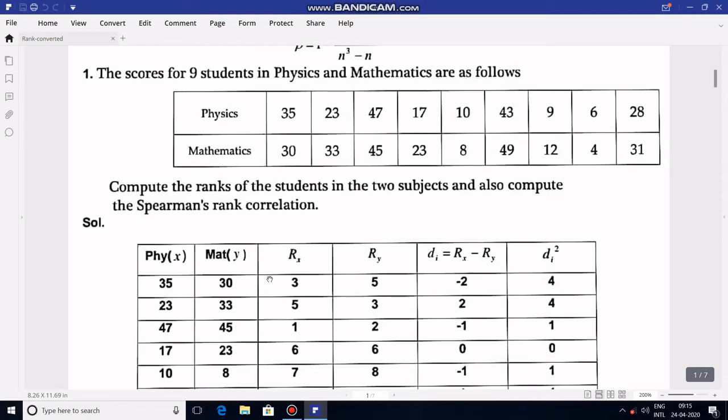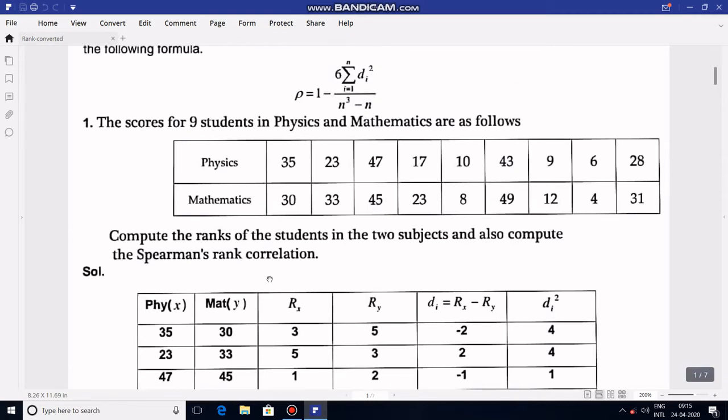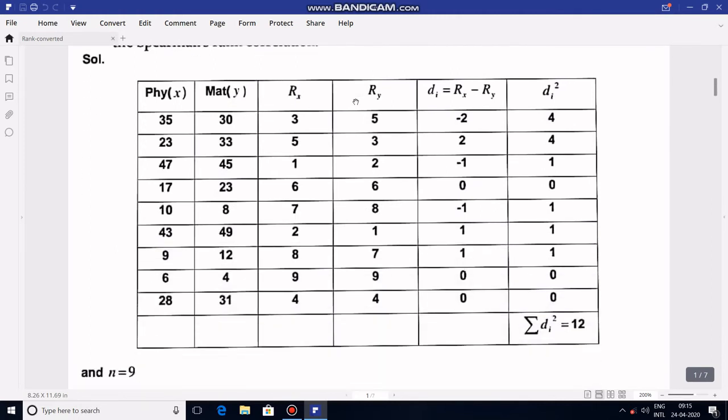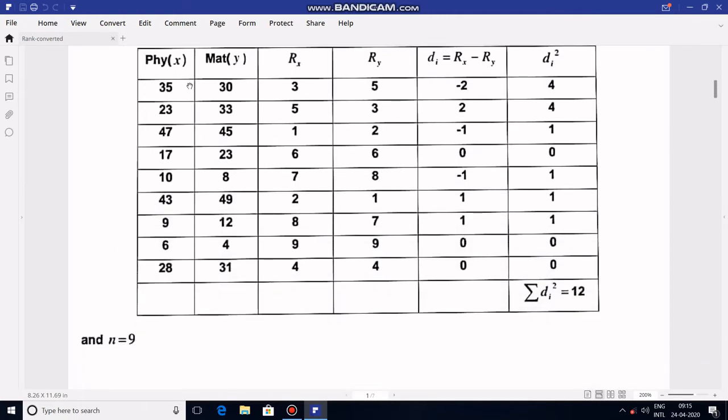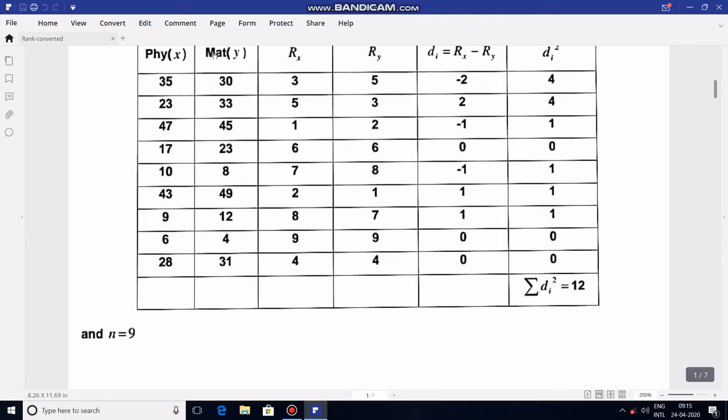Here, to compute the rank correlation coefficient, let us consider the appropriate formula. That is given by rho is equal to 1 minus 6 times the summation over i equals 1 to n of di square, upon n cube minus n. In this formula we need summation di square and n. Accordingly, construct the appropriate table. So in this table, in the first two columns we consider physics and mathematics marks that are given in the problem itself. Now let us assign the variable x for physics and the variable y for mathematics.